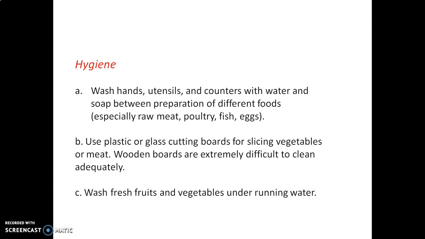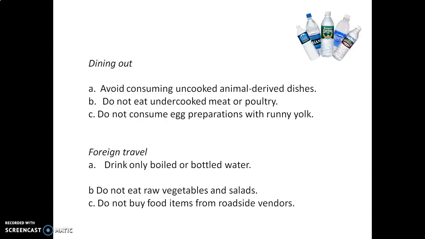And maintain hygiene. Wash hands, utensils and containers with water and soap between preparation of different foods, especially if you are using raw meat or poultry, fish or eggs. Use plastic or glass cutting boards for slicing vegetables or meat. Wooden boards are extremely difficult to clean adequately. Wash fresh fruits and vegetables under running water, so that way we can maintain some hygiene.